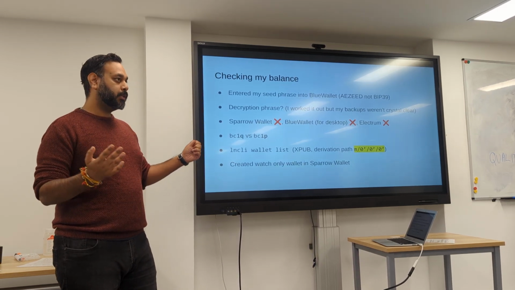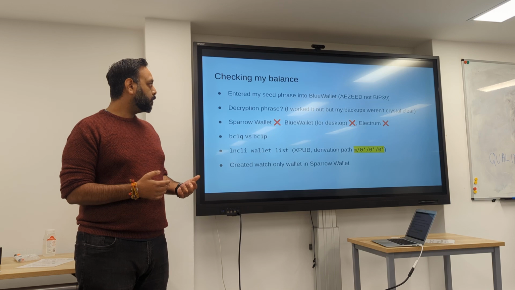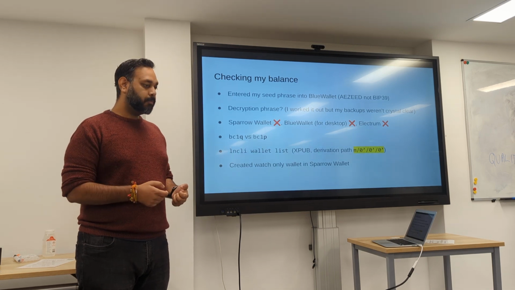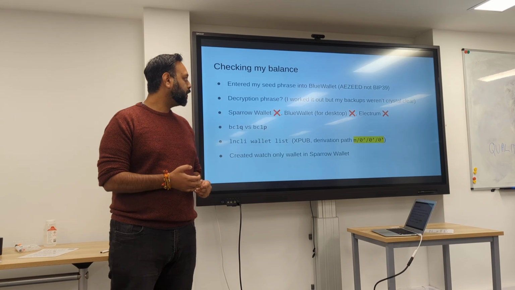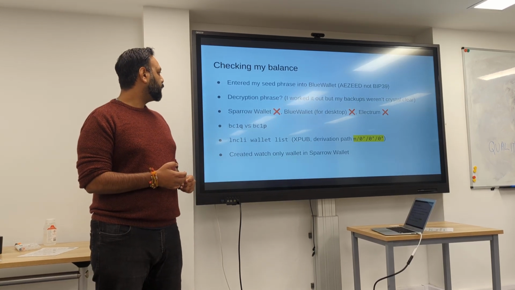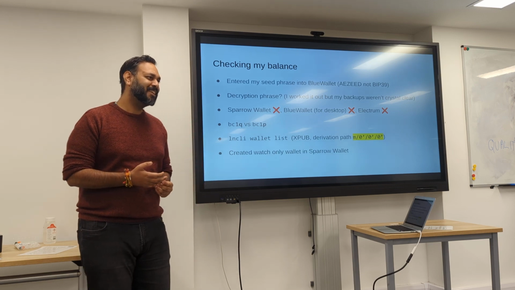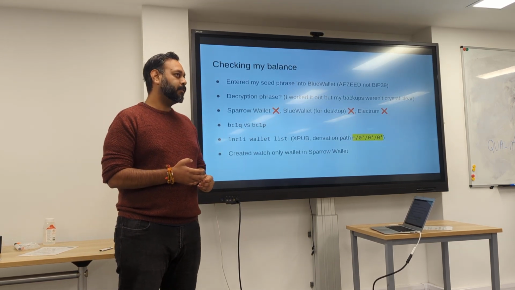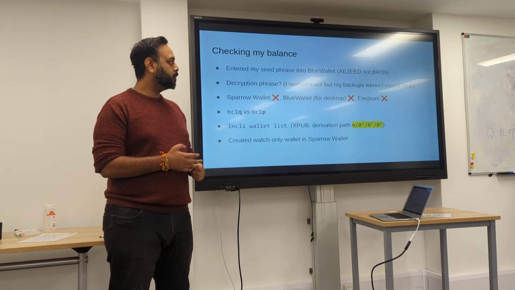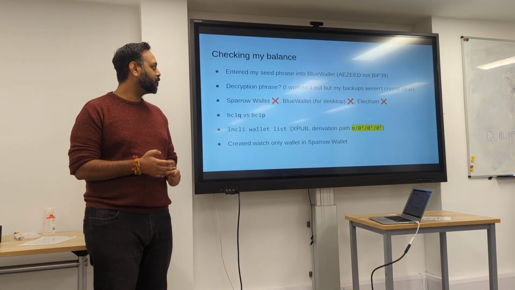I can't actually see my balance, so I typed my 12 words into Blue Wallet. And then it asked me for a decryption phrase, and I was like, what? I don't remember this. It turns out I did have a decryption phrase, and I did write it down. I just called it password D instead of decryption phrase.